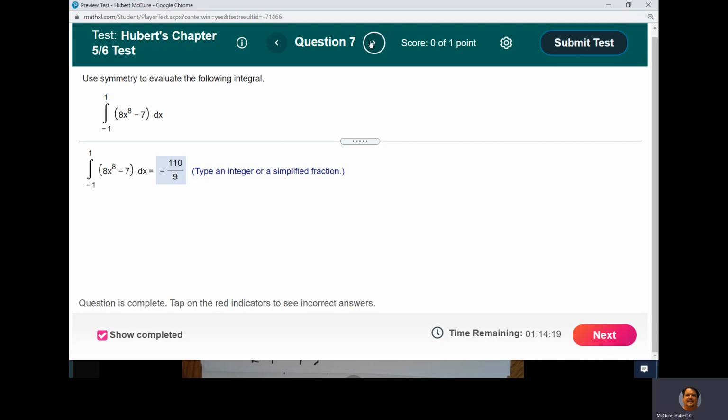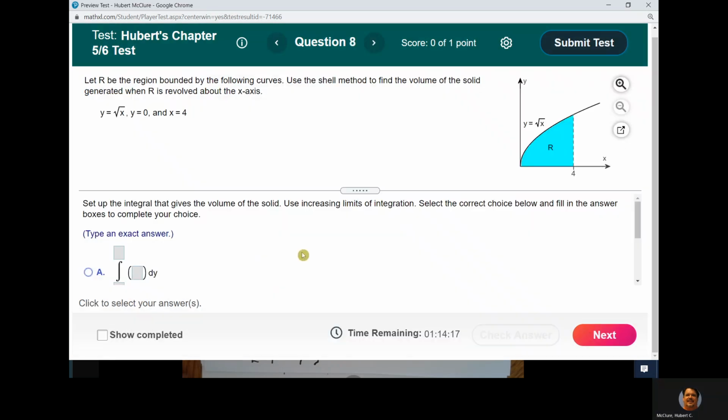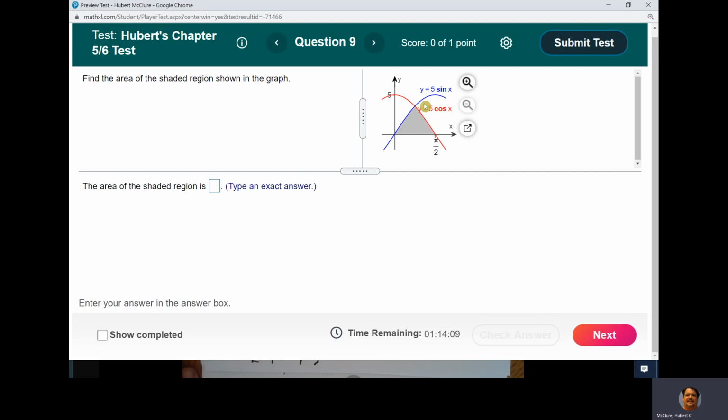Okay, next. Another one, that's the same one that was a while ago. I'm not going to show you. No, just take that one off. That's the same one we did a while ago. Here's another one.